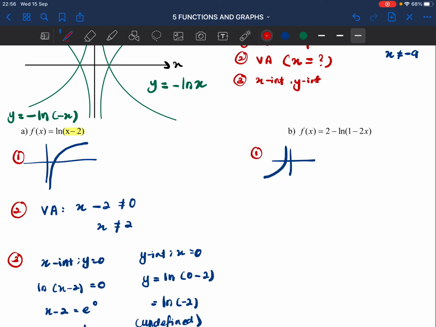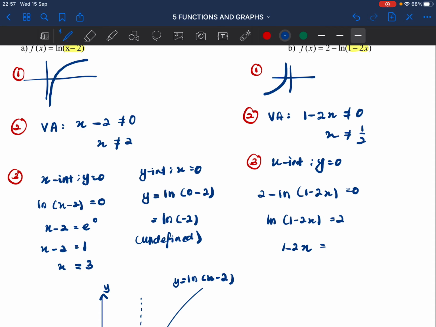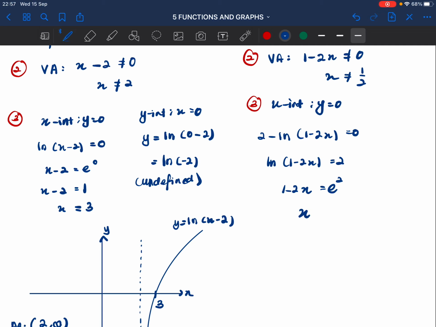Okay, so next is we have to find our vertical asymptote. Vertical asymptote nak tengok di mana? Di dalam ln kita. Okay, so we will have 1 minus 2x is not equals to 0. x is not equals to 1 over 2. Okay, right, let's quickly find our x-intercept and y-intercept. x-intercept is when y equals to 0. Then we will have 2 minus ln(1 minus 2x) equals to 0. ln(1 minus 2x) equals to 2. 1 minus 2x equals to e to the power 2. So we will have x equals to (1 minus e squared) over 2.